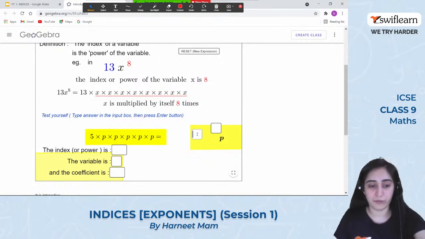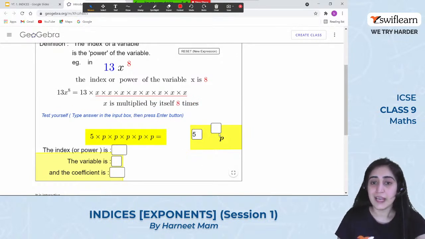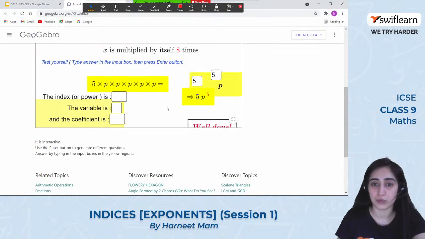The base is 5. Superb. Very good. And what will be the power of p? So p will be how many times it's getting multiplied? 1, 2, 3, 4 and 5. So that means the power will also be 5. So is it done? Yes, well done. We did the right one.